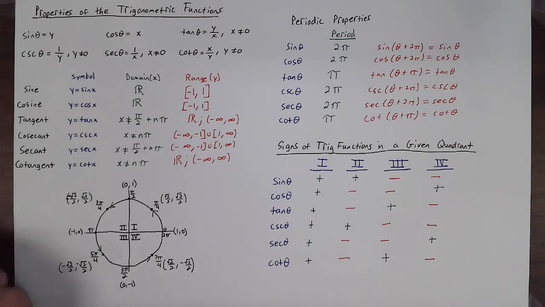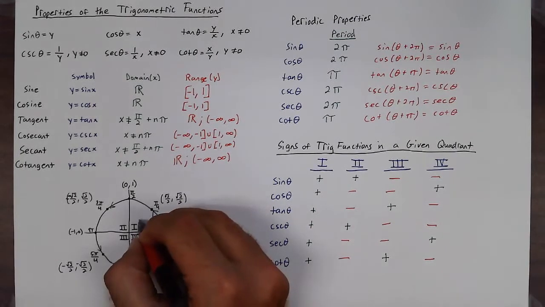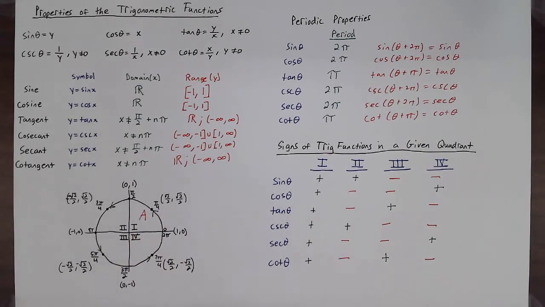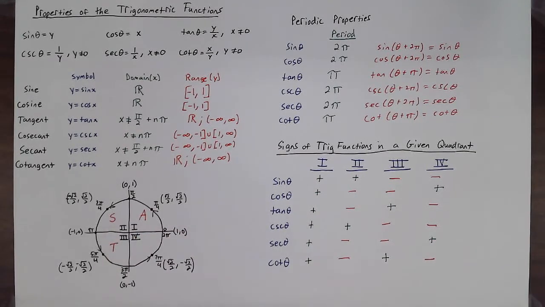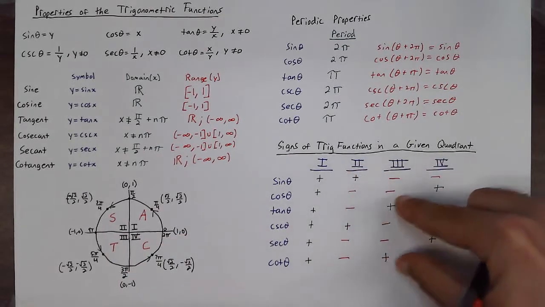But a nice little pattern happens where in the first quadrant, all the trig functions are positive. In the second quadrant, just the sine trig functions are positive. That includes cosecant that goes with it, since it's reciprocal. In the third quadrant, only the tangent function is positive, and in the fourth quadrant, only the cosine function is positive. Again, keeping in mind that I've paired them off to make this work.